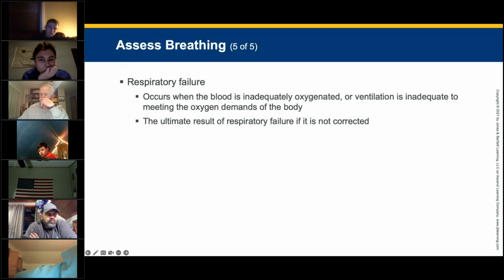Respiratory failure. So this is when your respiratory system is just that, failing. The blood is inadequately oxygenated, or the ventilation is inadequate to meet the oxygen demands of the body. So, like I was just saying, they're breathing so fast, they're not getting that gas exchange in the lungs. Although they might be breathing plenty of times per minute, they're not actually getting the good air movement inside the body. The ultimate result of respiratory failure, if it's not corrected, eventually it's going to be cardiac arrest.